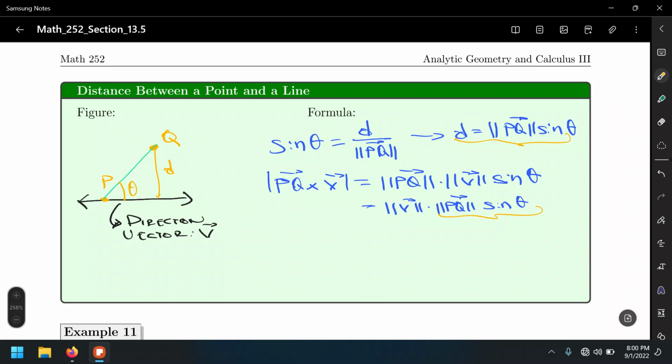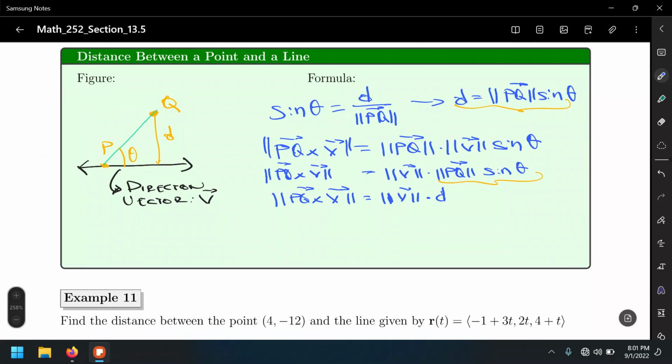So I'm going to substitute this. The magnitude of PQ cross V equals the magnitude of that vector V, which is in the direction of the line we want to find the distance to, times d, and all we do is divide both sides by the magnitude of V. So d is the magnitude of that cross product over the magnitude of the direction vector of the line.